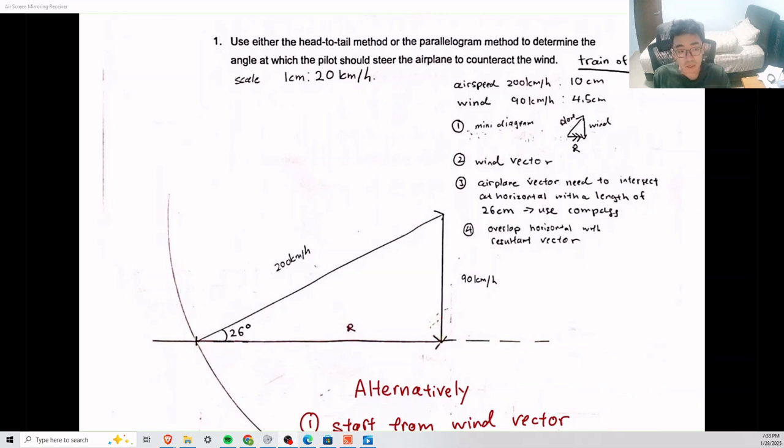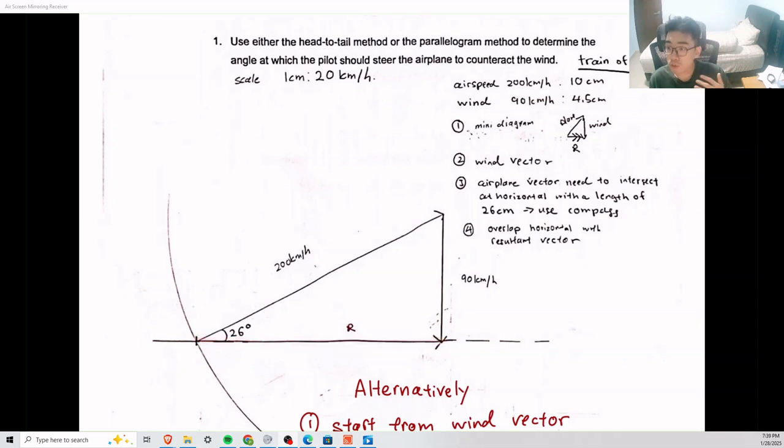I start with what I know fully, which is the wind speed. I know my scale is 1 cm to 20 km per hour, so my wind speed here will be 4.5. So I draw vertically down 4.5 cm. Then I ask myself, what is next? What is something that I know the magnitude of, that I can play with? That will be the airspeed. The airspeed is 200 km per hour, 10 cm. So what then do I do? Because I know my resultant vector is this.